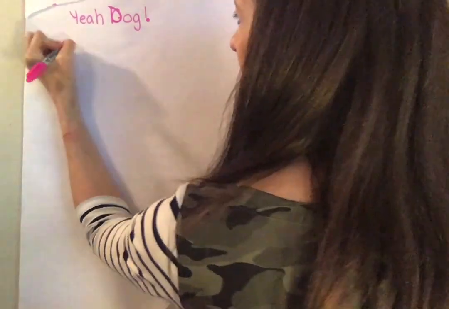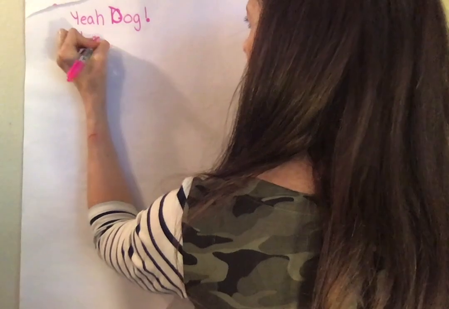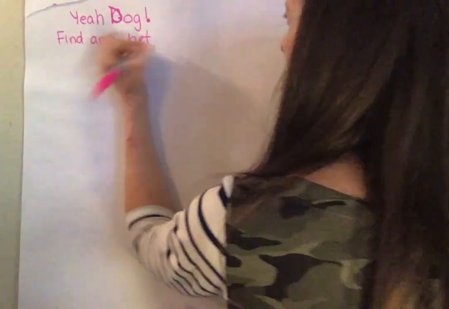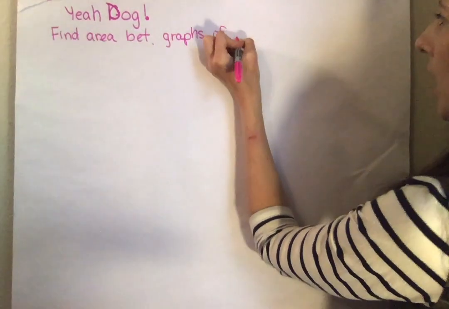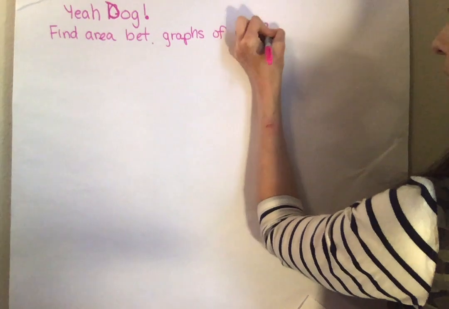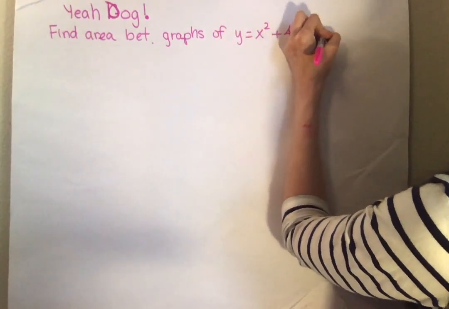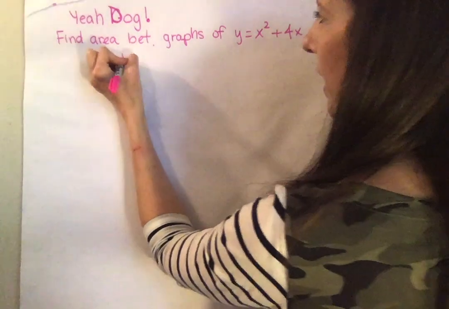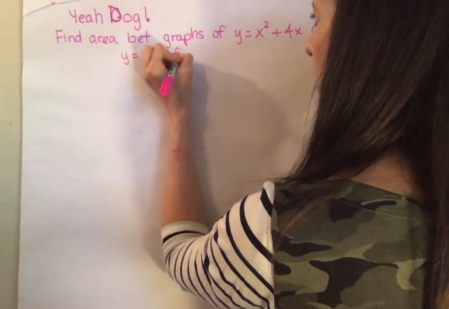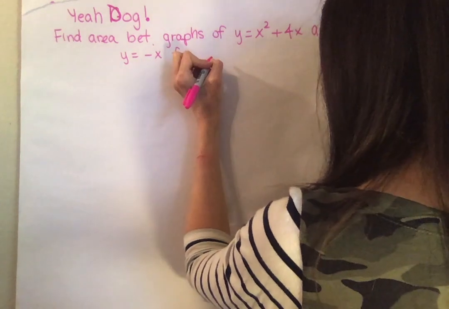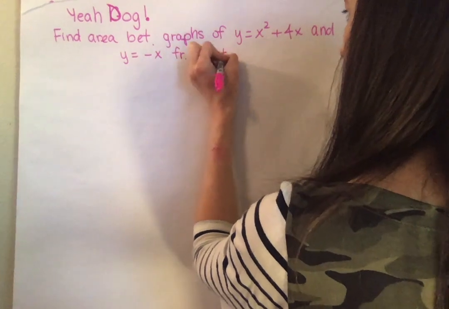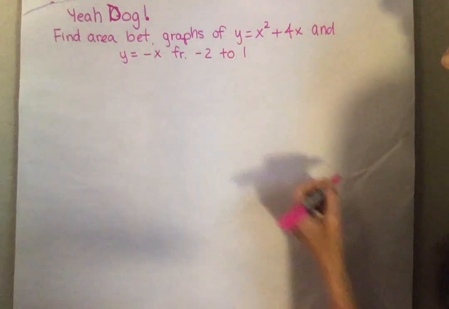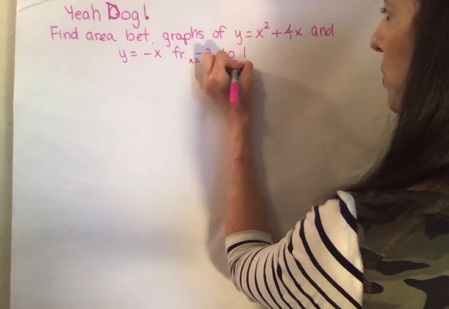So we are going to find the area between the graphs of y equals x squared plus 4x and y equals negative x from x equals -2 to x equals 1.